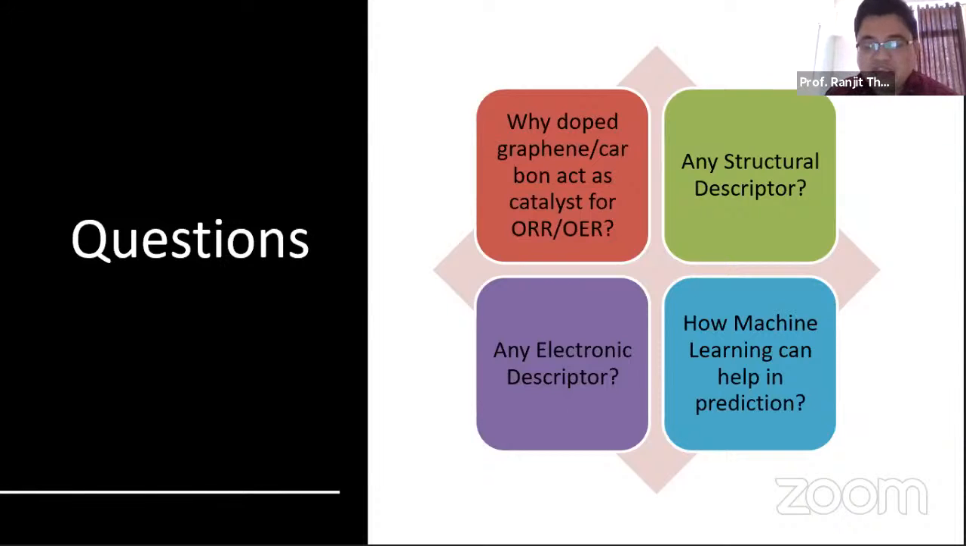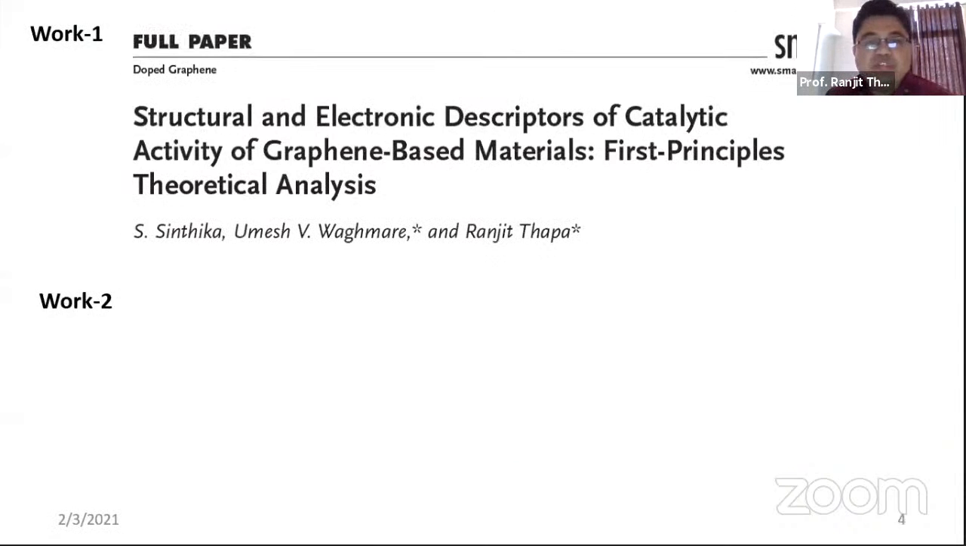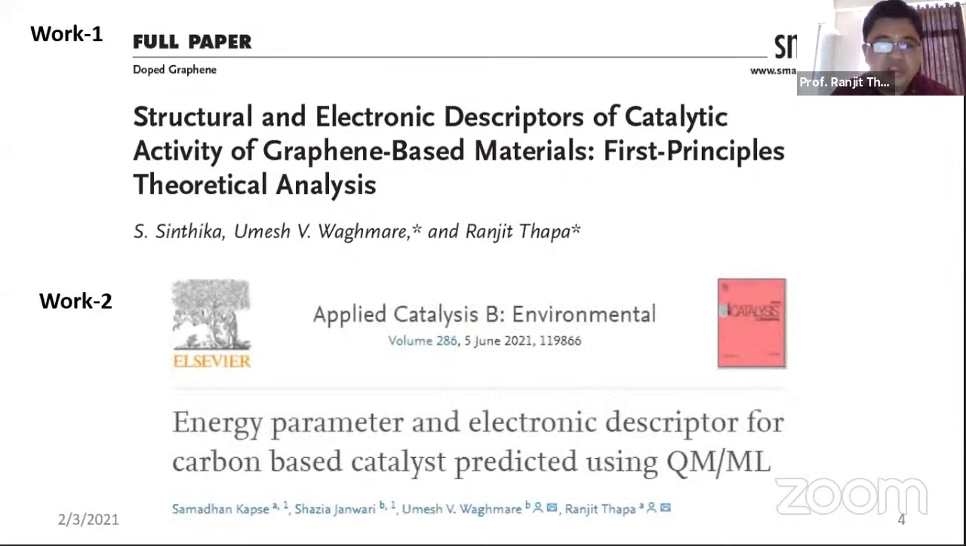I hope we have given answers in these last two works. So the first work was published in almost January 2018, where we have given a structure electronic descriptor. I feel it is a discovery because we have defined an electronic descriptor which can really explain any type of carbon-based material for any type of reaction. Of course, we have considered ORR in this first work. And the second work, which is the focus of the current talk, is how we have done a QM and ML approach, which can predict the carbon-based catalyst and what are the energy parameters and electronic descriptor. This particularly, the work 2, I am going to explain here.